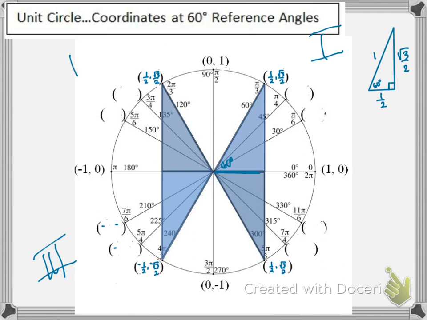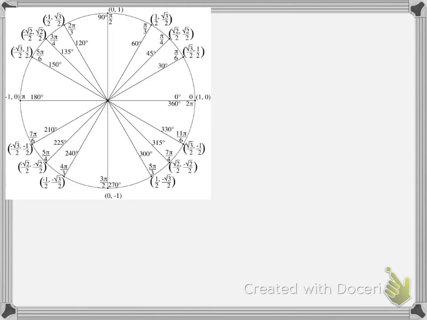Over in quadrant 2, my x's are going to the left, so they're going negative, but my y's are still going up to be positive. So I need 1/2 to be negative, but √3/2 is positive. Over here in quadrant 4, it's reversed. The x's are going back in the positive direction. The y's are going down in the negative direction, so I get a negative on my √3/2. Okay, let's look at all of those together now. This is an example of all of those together.